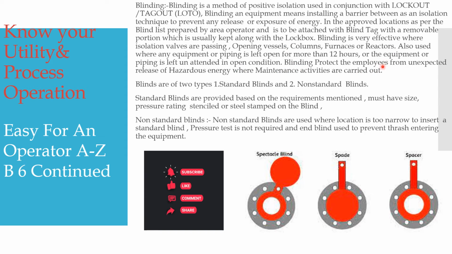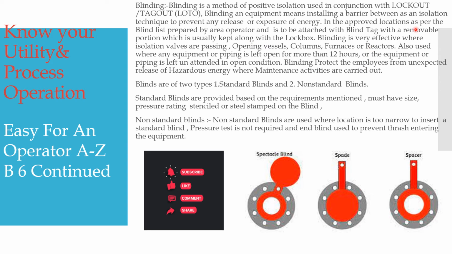So blinding protects the employees from unexpected releases of hazardous energy where maintenance activities are carried out. So blinding plays a vital role in all types of industries and maintenance service. So blinding is additional protection from hazardous energy beside the lockout tagout.